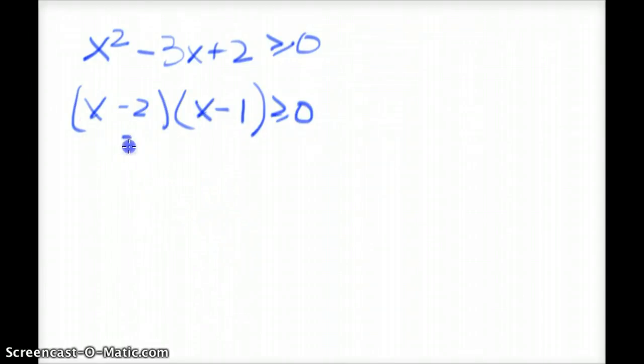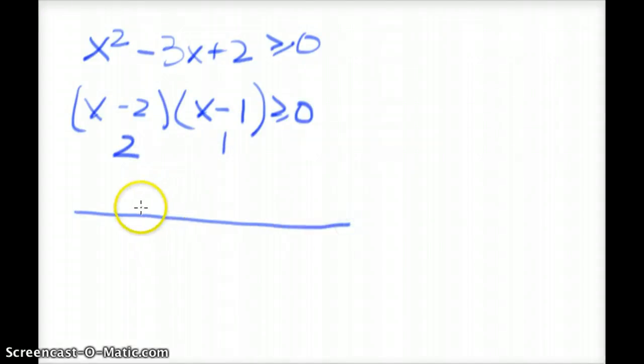Okay, now the critical numbers are 2 and 1. That is true. Now let's get our number line here, and we're going to divide it into regions. Now remember, 1 comes before 2, so we're going to do it this way. Okay, so I have region 1 here, I have region 2, and I have region 3.